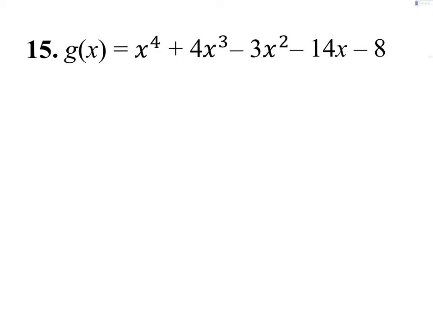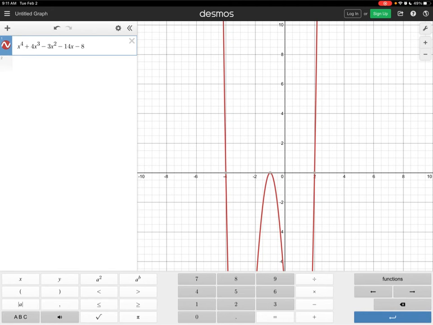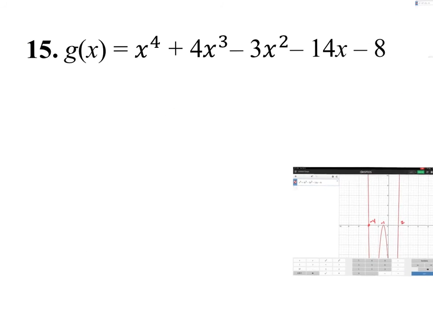So on number 15, let me show you the graph of g of x. I safely typed it in, and here's my graph. And by looking at this graph, I already know that my answers are negative 4, negative 1, and positive 2. Those are my answers. Again, if you click on the buttons on your app itself, it'll show you the actual coordinates 2, 0, negative 1, 0, and negative 4, 0. So those are my answers, negative 4, negative 1, and 2.